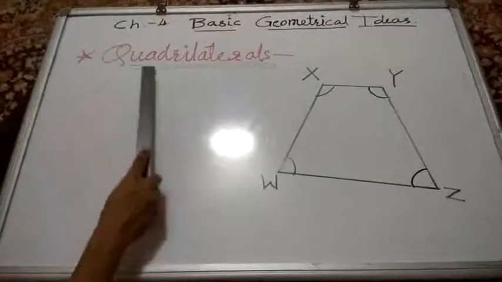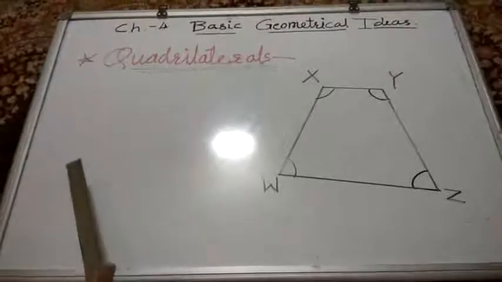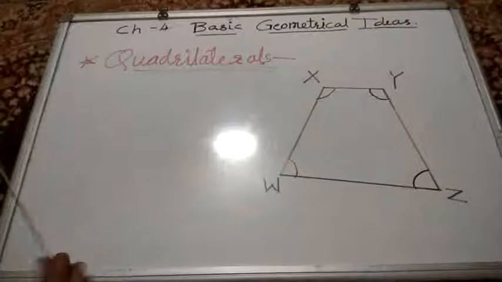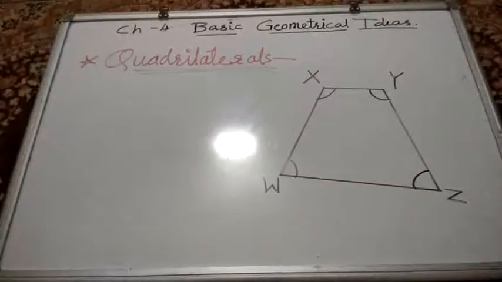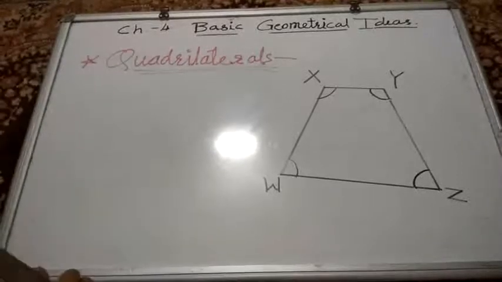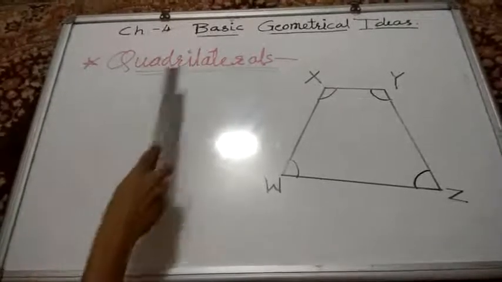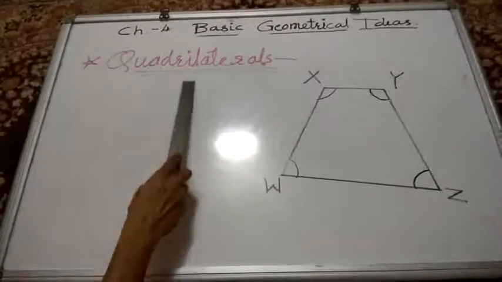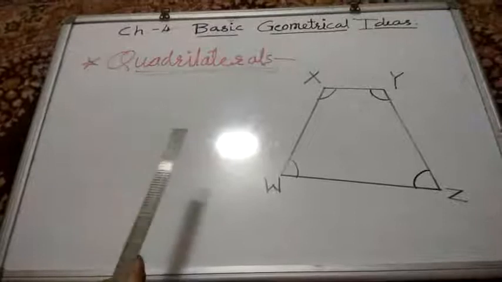Now the last point, that is quadrilaterals. Quadrilateral means a four-sided closed figure. For example, square and rectangle are types of quadrilateral. There are so many types of quadrilateral that we will learn in the second term.